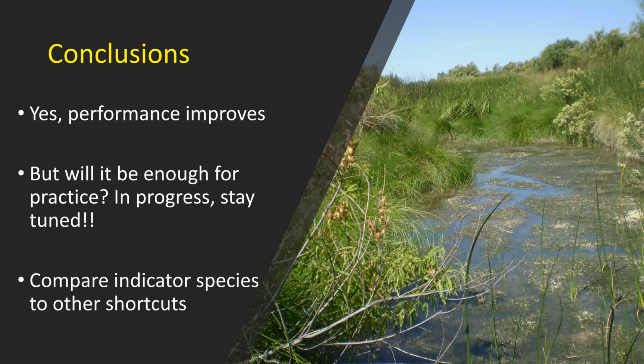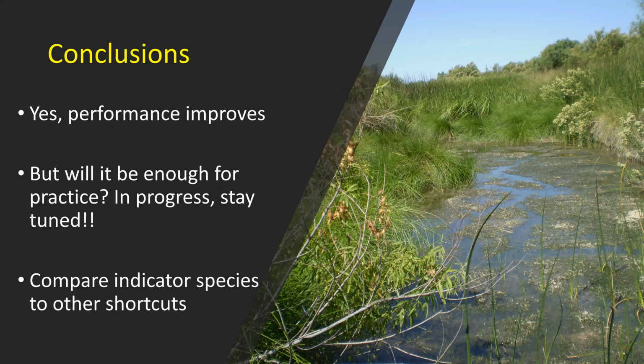So in conclusion, yes, our indicator species performance does improve considerably with stratification. But is that going to be enough for practice? With these other shortcut methods, such as rapid assessment methods, they are currently widely accepted. When it comes to FQI using that dominant only approach, it is gaining traction. So indicator species have been considered passé, and they have been written off in the past. So for these to be used in practice, they have to perform better than these other well-established methods.